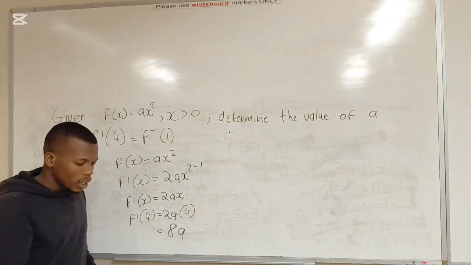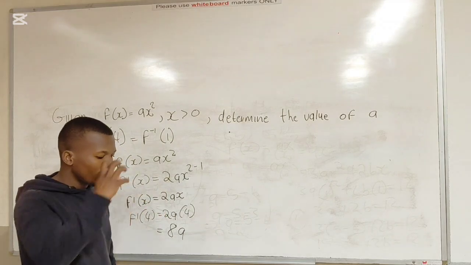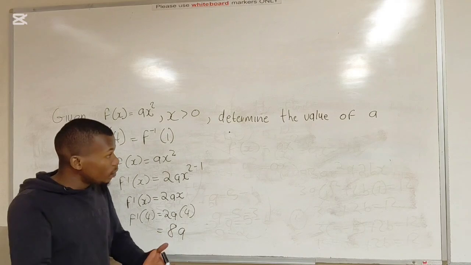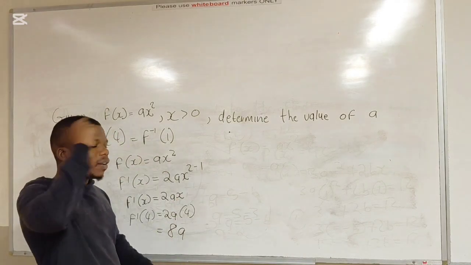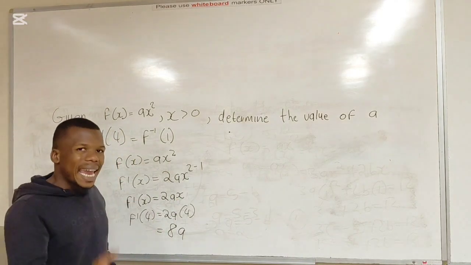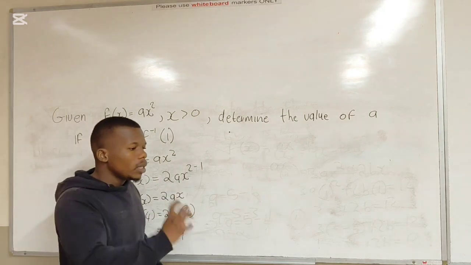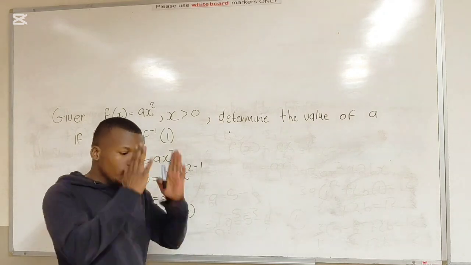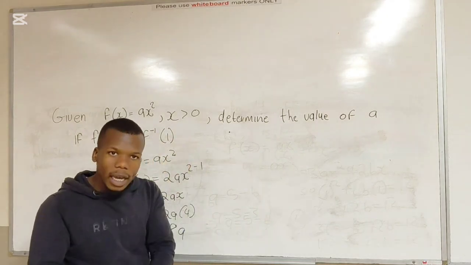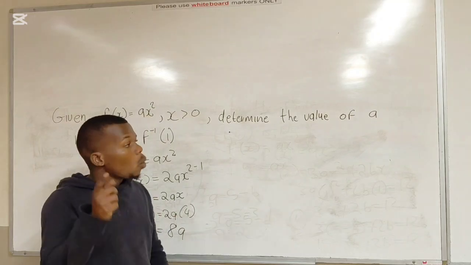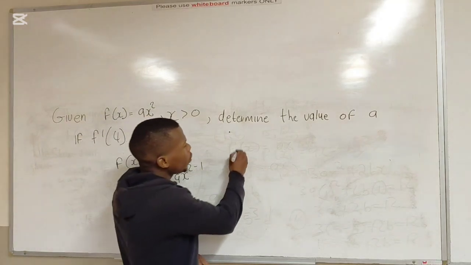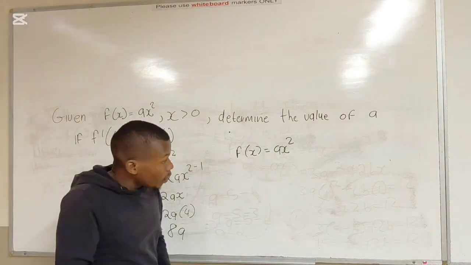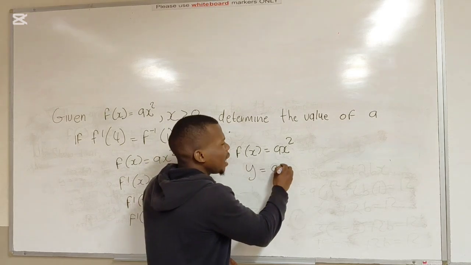Now, let's go to finding the inverse of our function. Remember, once they said we must find the inverse, in other words, that function is reflected about the line y is equal to x. This means that y is going to be equal to x and x is going to be equal to y. What do I mean by that? Remember, f of x is given by ax squared, and I can write this function as y is equal to ax squared.